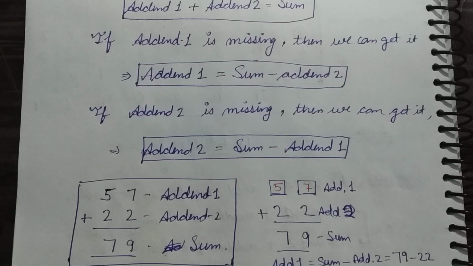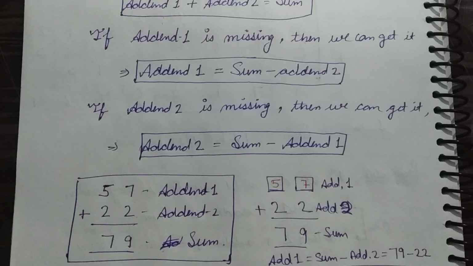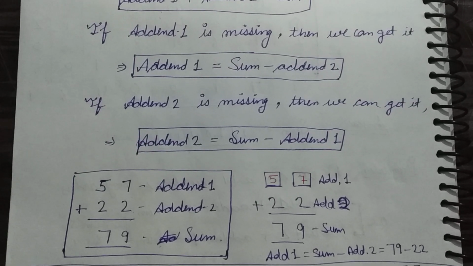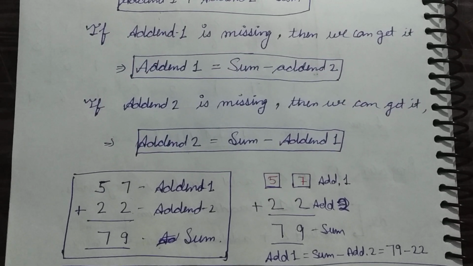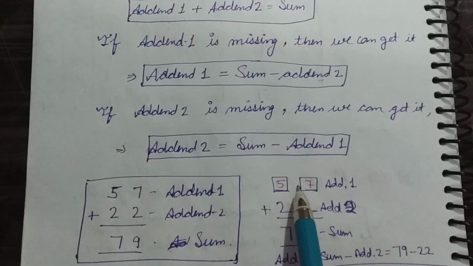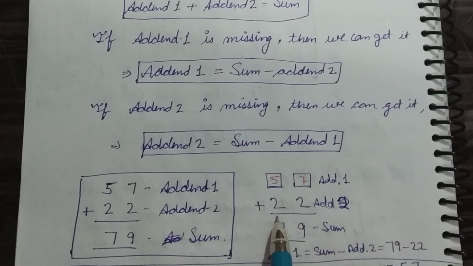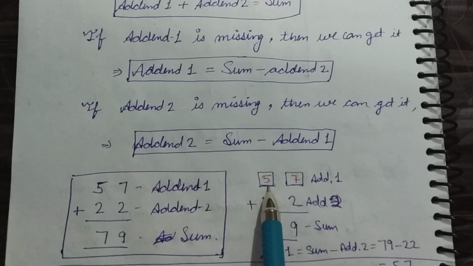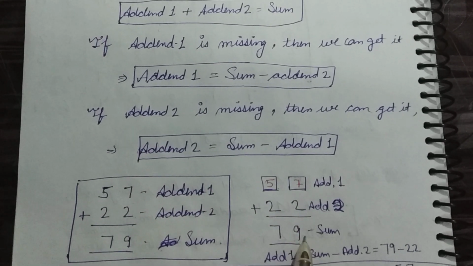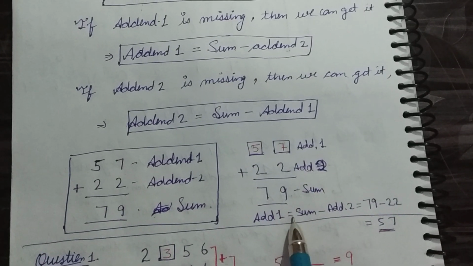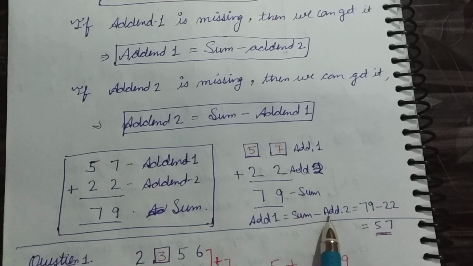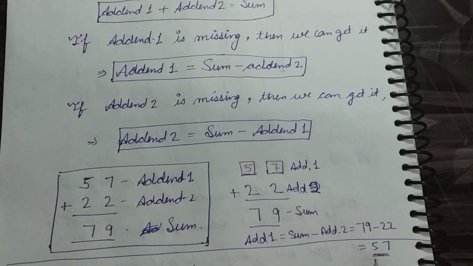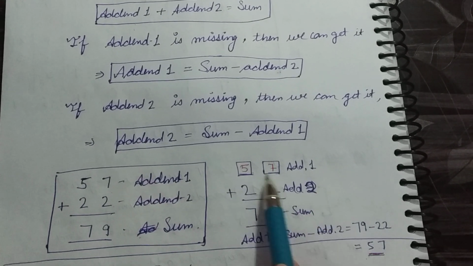Let us suppose we have 57, that is addend 1, and 22, that is addend 2, and we get the sum, that is 79. If I give you a question where addend 1 is missing, addend 2 is 22 and the sum is 79, we can get addend 1 by subtracting addend 2 from the sum. Addend 1 is equal to sum minus addend 2, which is 79 minus 22, which is equal to 57. So we have to keep this value here.